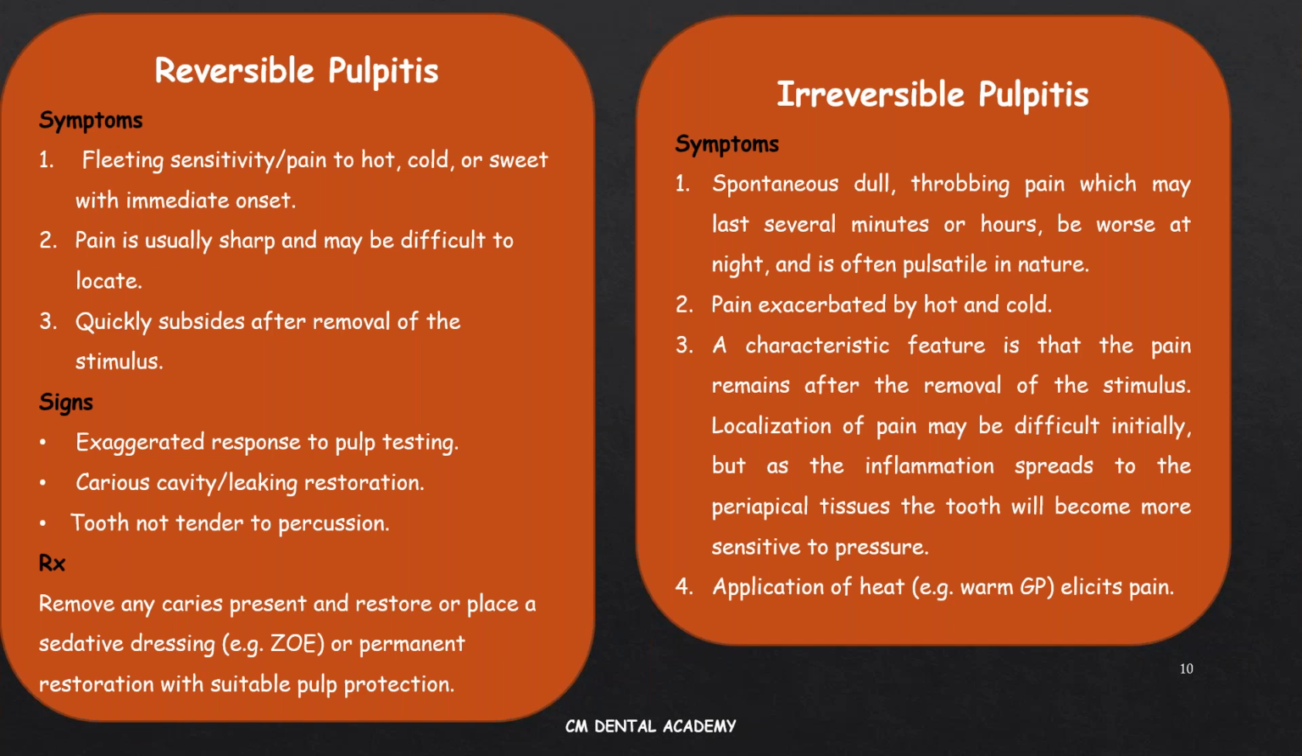Localization of pain may be difficult initially. Sometimes the patient complains of diffuse pain and fails to locate the pain exactly. As the inflammation spreads to the periapical tissues, the tooth becomes more sensitive to percussion. Application of heat, such as warm gutta-percha, elicits the pain.